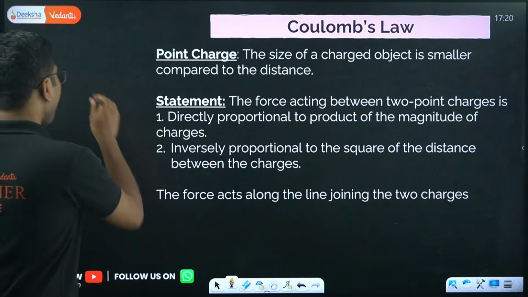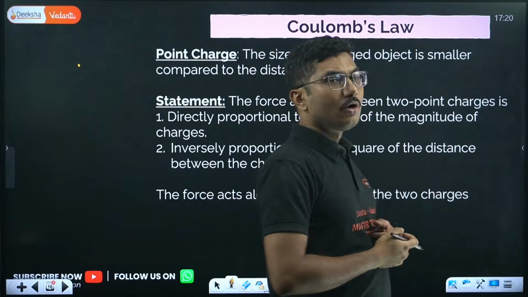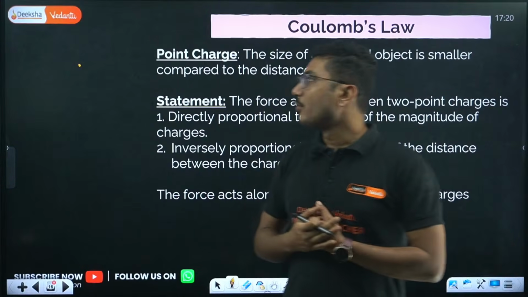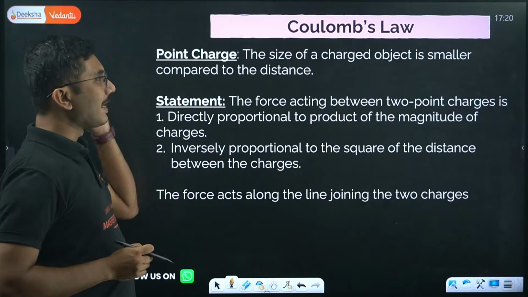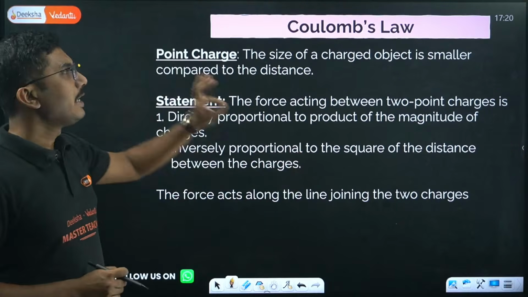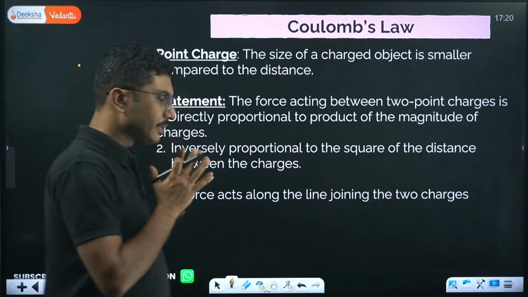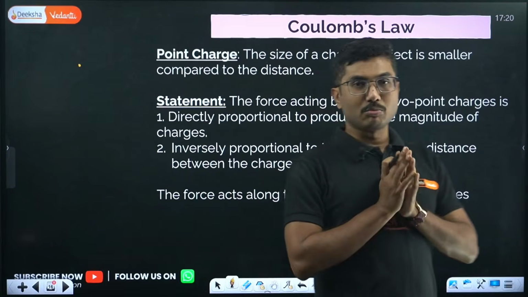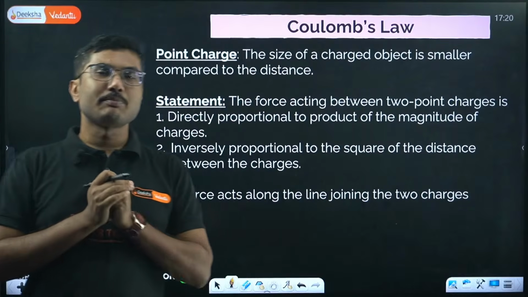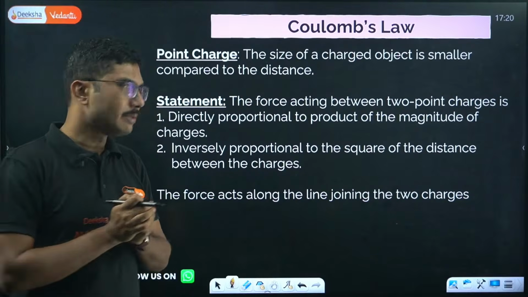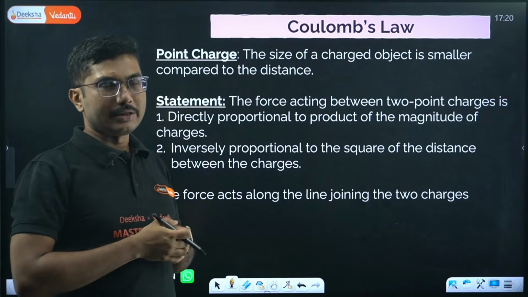Is it a simple point? A simple point is obviously very, very small. So in physics, we define a point charge, which is actually not a point, but the size of the charged object is smaller compared to the distance. So if the size of the object is smaller compared to the distance, then we consider it to be a point charge. Simple.